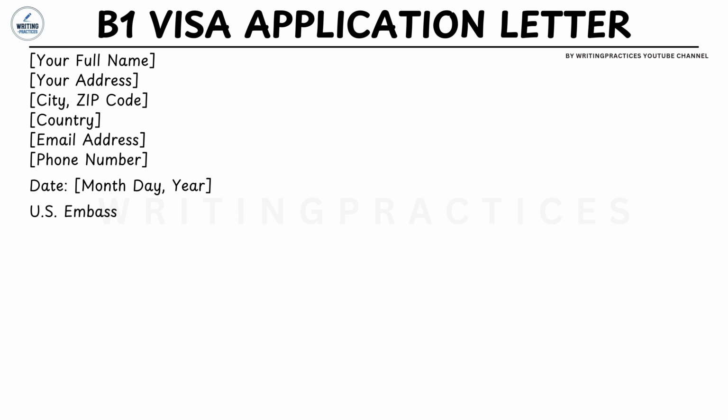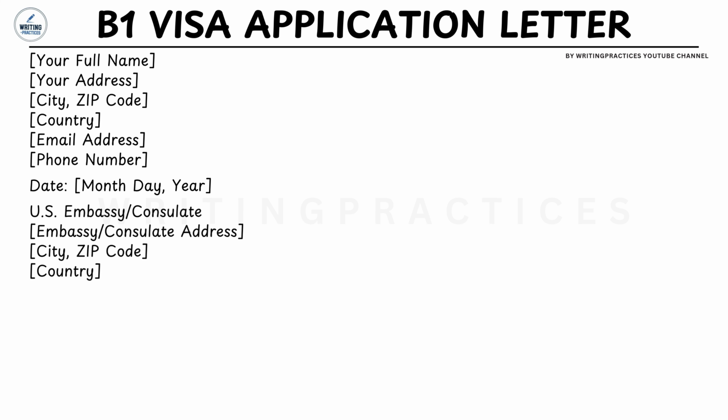Recipient's information, addressing the US Embassy or consulate. After the date, you need to address the letter to the correct US Embassy or consulate where you are applying for the visa. This section includes the name of the embassy or consulate, the full address, the city and country. For example, US Embassy in London, 339 Elms Lane, London, UK SW11 7US. Make sure to double-check the embassy's details to avoid any mistakes in your application.